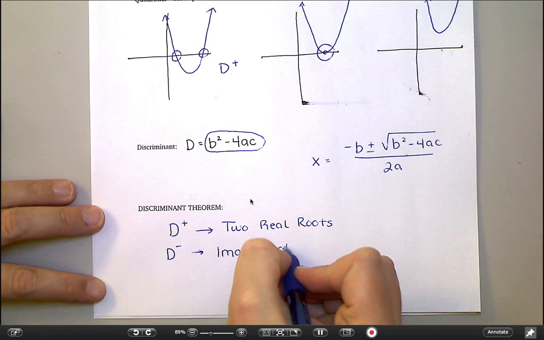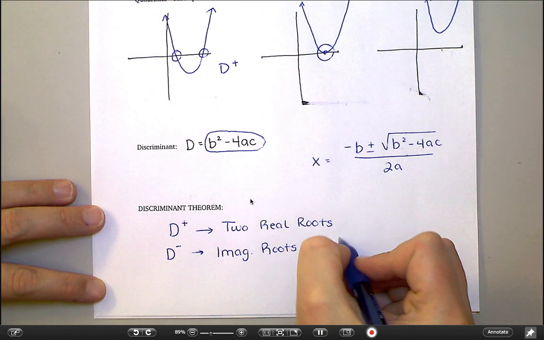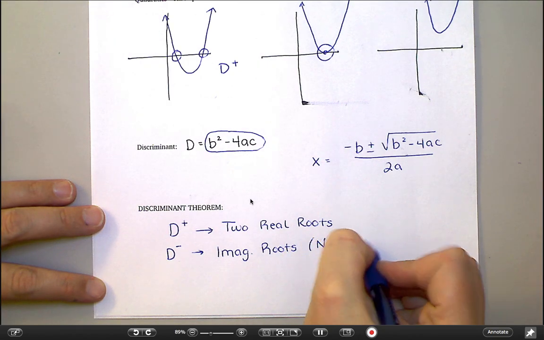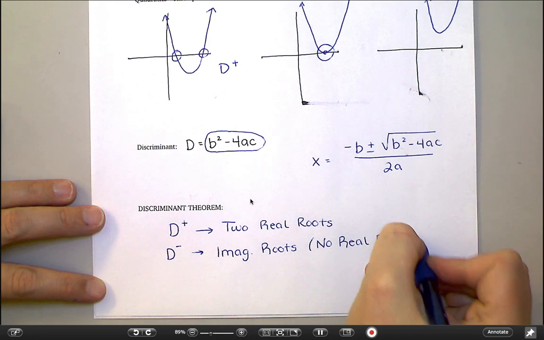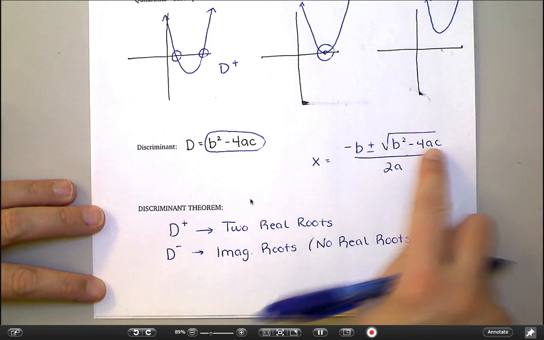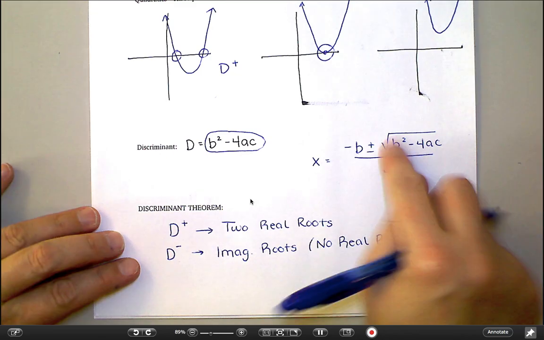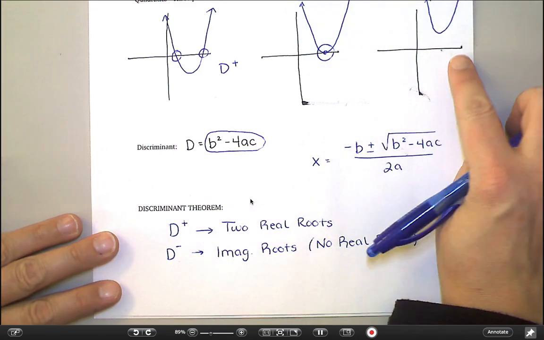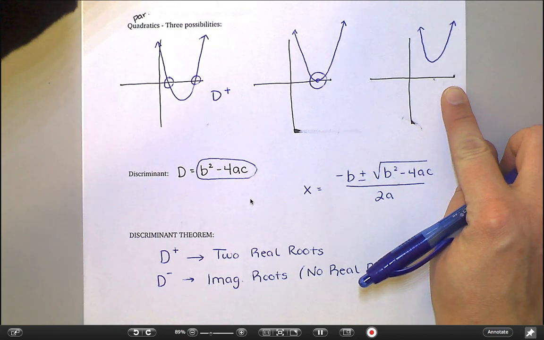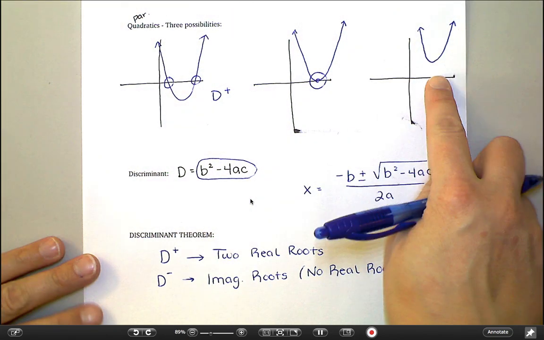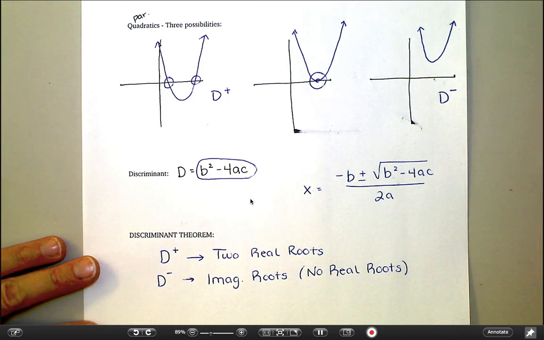Okay, you're going to have imaginary roots. And so we would say no real roots. Because if you have a negative number living under here and you take a square root of it, you're going to end up with an imaginary number. That's this situation here. That's your floating parabola. The roots are imaginary. Look, they don't exist. This thing never crosses the axis. So in this case, the discriminant would be negative.